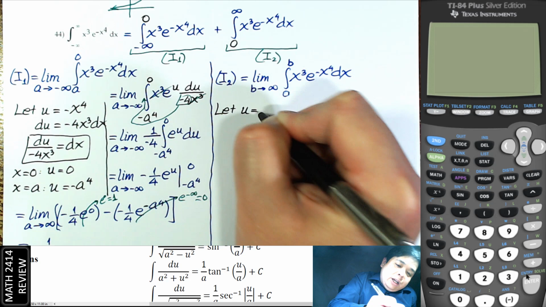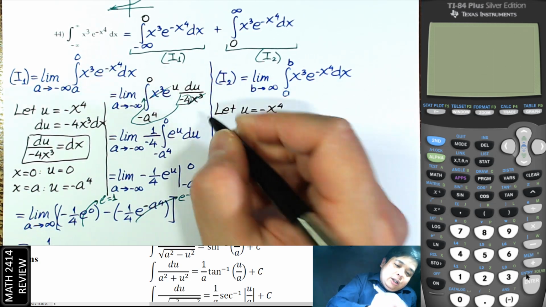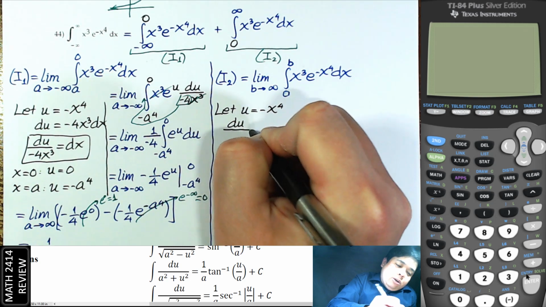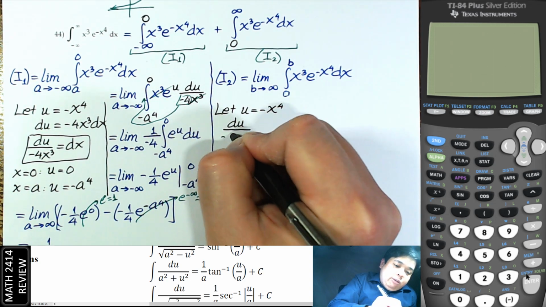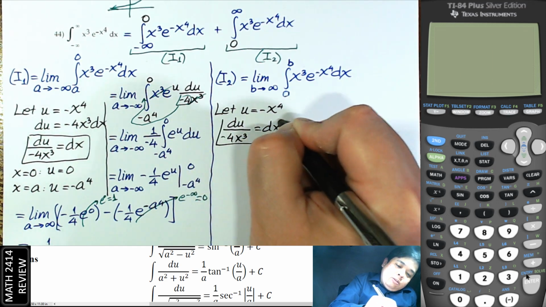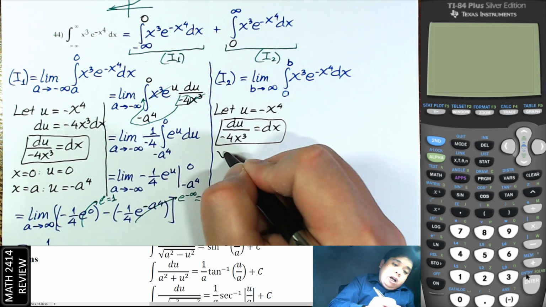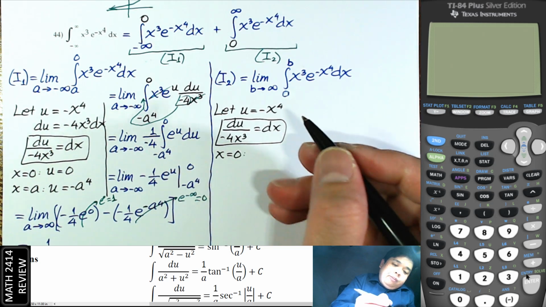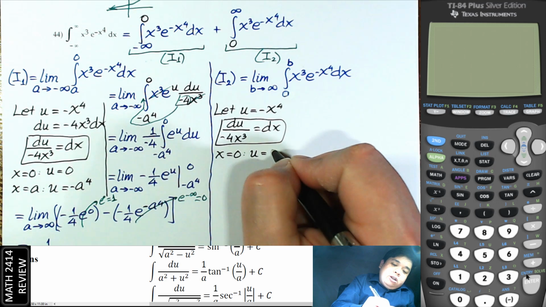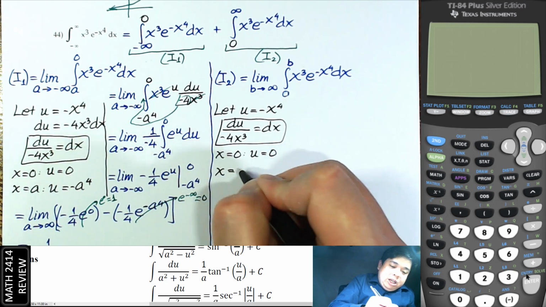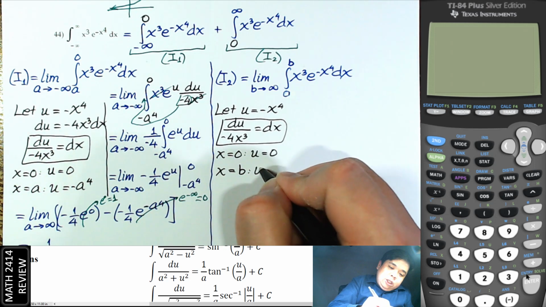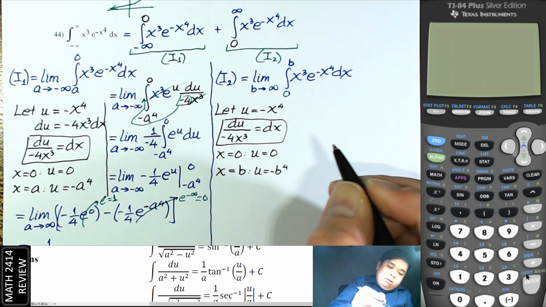Let u be negative x to the fourth. Same thing, I'll just skip that step and we say du is equal to negative 4x cubed dx. Pretty much the same substitution. And x equal to 0, u equal to negative 0 to the fourth; x equal to b, u equal to negative b to the fourth power.